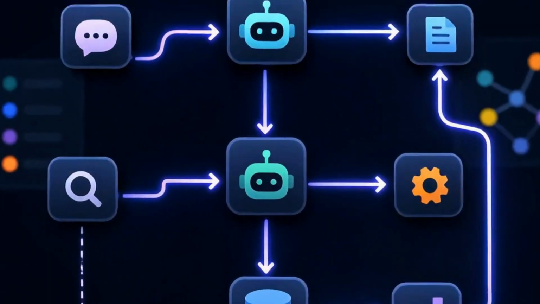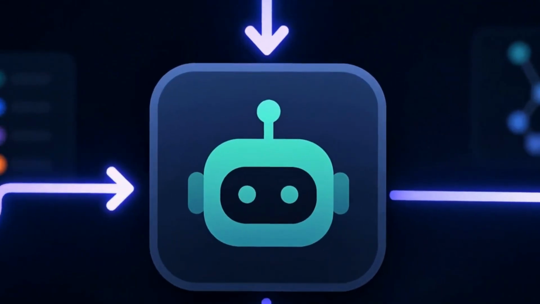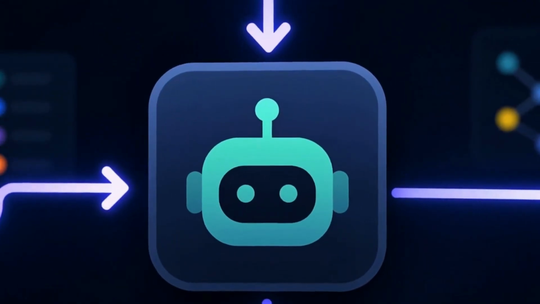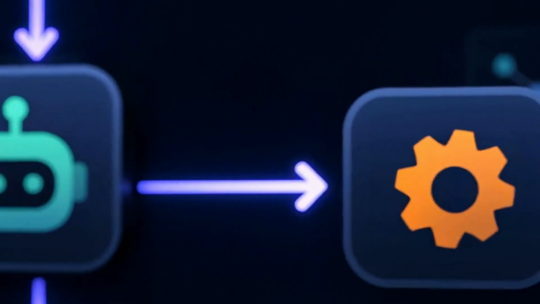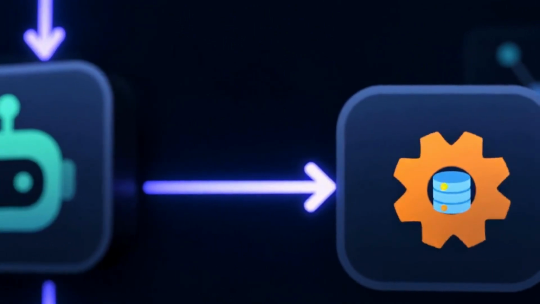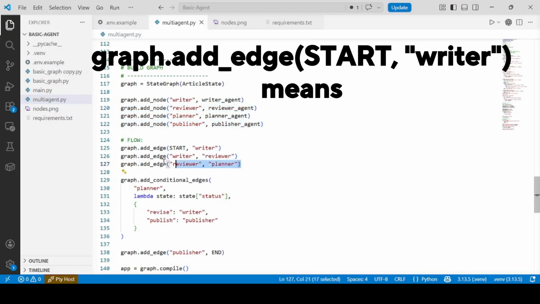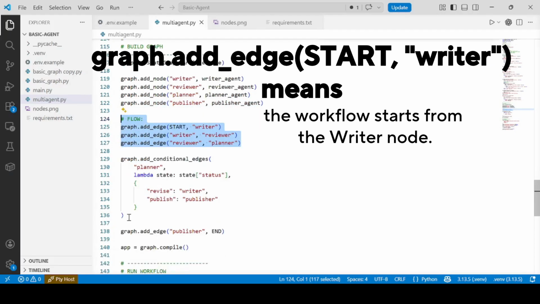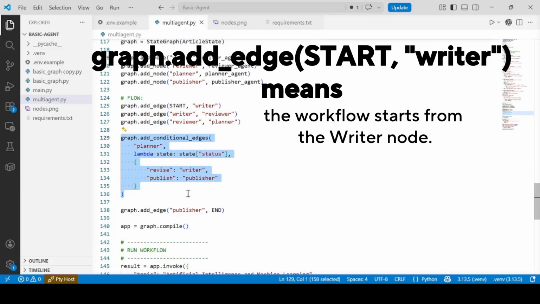Edges in LangGraph define the connection between nodes. They control how the workflow moves from one agent to another, creating the execution flow of your AI system. Now we define the flow using the graph add edge method. The first add edge method means the workflow starts from the writer node, then writer to reviewer, reviewer to planner. So after the writer creates the draft, the reviewer reviews it, and then the planner decides the next step.